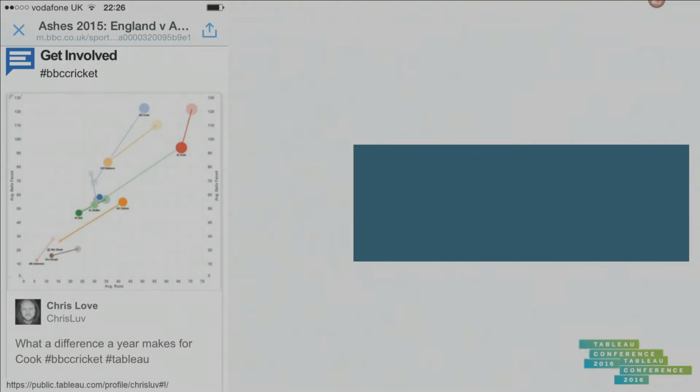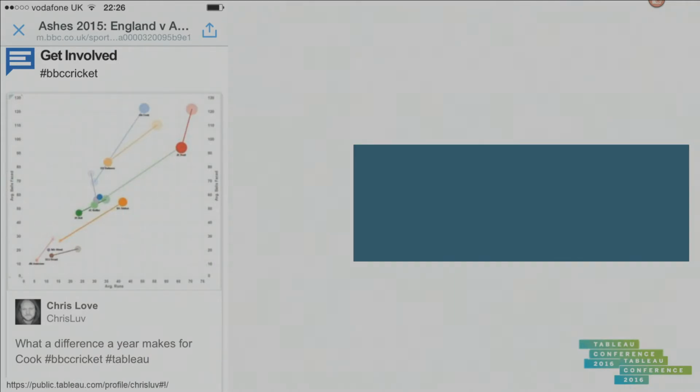But Chris Love also loves cricket, and he, on the fly, had some cricket data while the Ashes were on and did a quick and dirty little visualization. This viz tells a great story of looking at the average run rate to the number of balls the batter sees. So the baseball equivalent is how many runs a team makes compared to how many people they have batting. And this visualization doesn't look like much, but it's telling a great story.